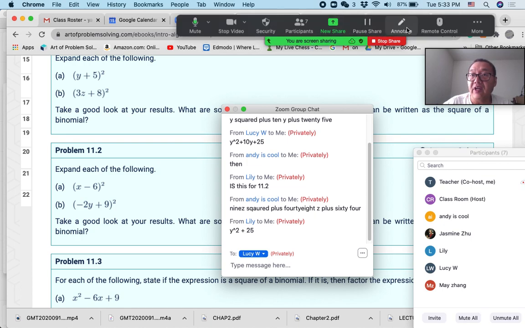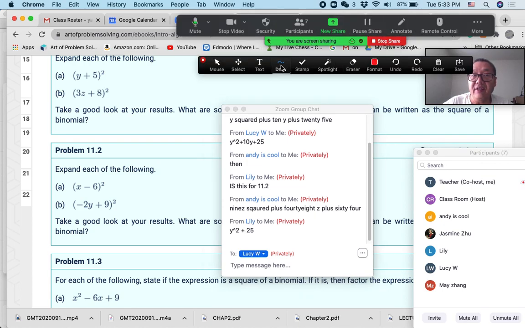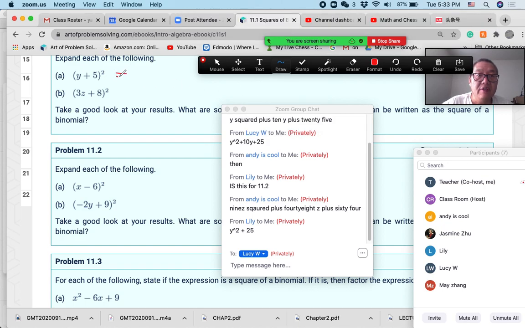Then, okay, let me write down this answer for A. This one equals y squared plus 10 times y, then plus 25. Okay, very good. Now, let's everybody send me the answer for B.